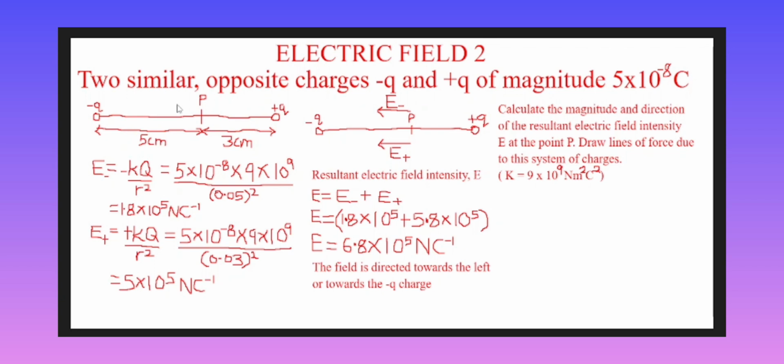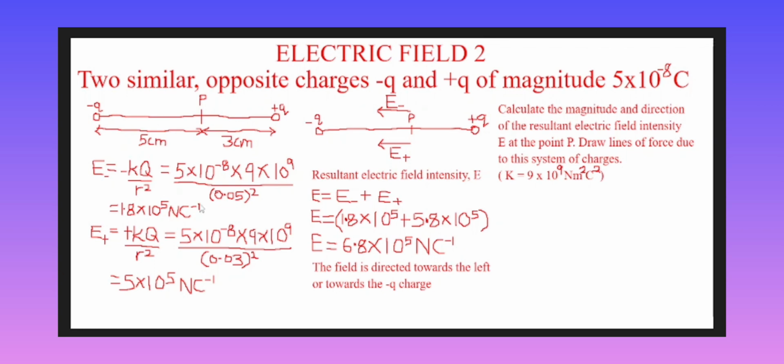The direction of the force of attraction will also be the direction of the electric field intensity if a positive test charge is placed at P. Good. Now, we'll also calculate the electric field intensity at point P due to the positive charge placed here.